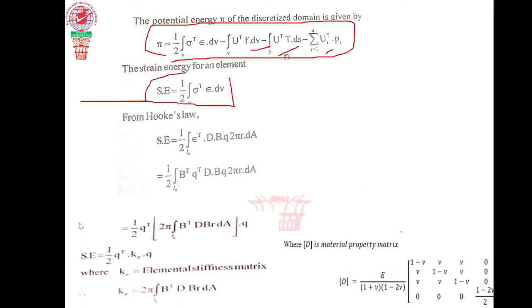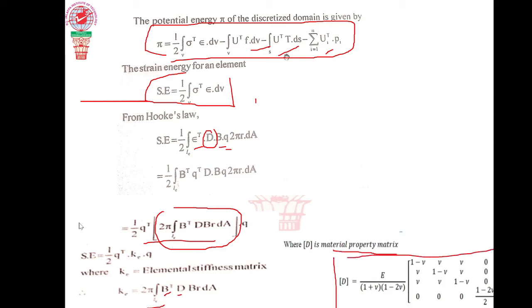Again, according to Hooke's law, sigma is epsilon into Young's modulus. Therefore, epsilon we call as B into Q, that is strain displacement matrix into Q, and E we call as D directly. So when you rewrite this equation like this, what is inside this term we call the stiffness matrix K, where B is the strain displacement matrix and D is called the material property matrix. That D value will be this much matrix value.